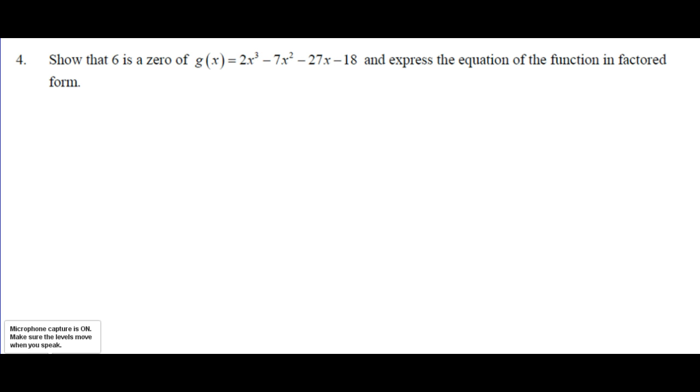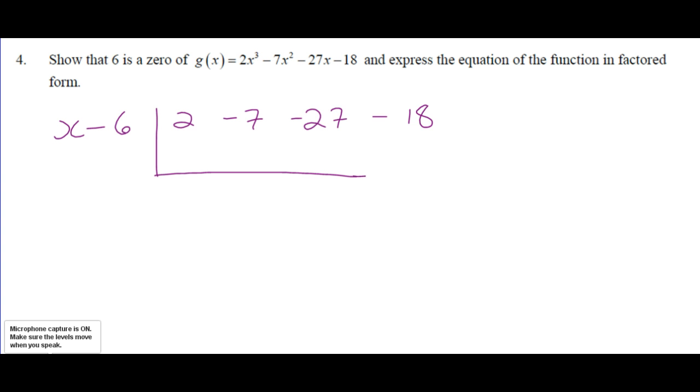So what am I dividing by? X minus 6, okay, 2, x cubed, negative 7, negative 27, negative 18. And I expect to see a 0 here, right? If I don't, then we've shown that it's not a factor, or we've made some mistake. Bring down the 2, multiply, subtract, multiply, subtract, multiply, subtract.